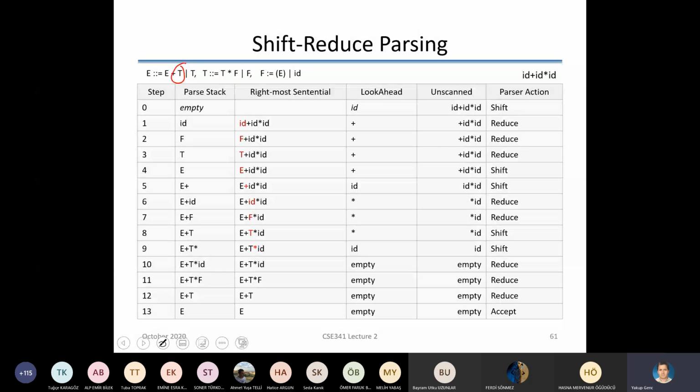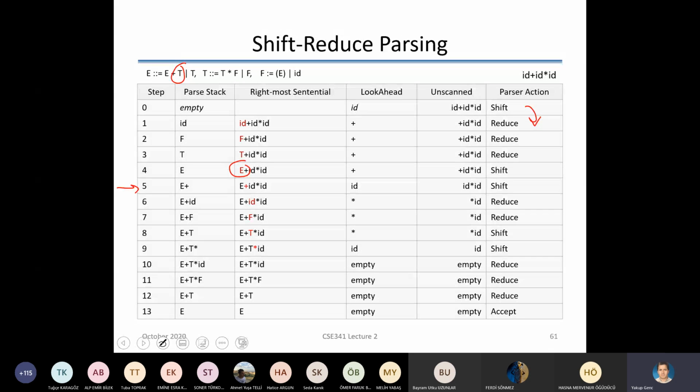Now you can ask the question, why didn't we do a shift here? We could have done a shift. We'll come to that one in a few minutes. All right. So now we are here. We did a shift because E plus, this is the handle here. This part is the handle. There is no such thing as replacing E plus with anything there. So I need E plus T. I need E plus T.